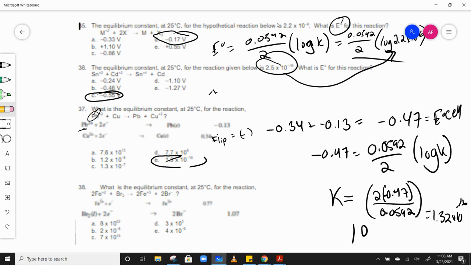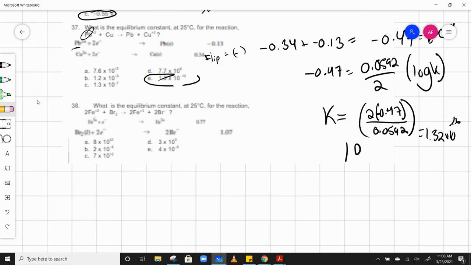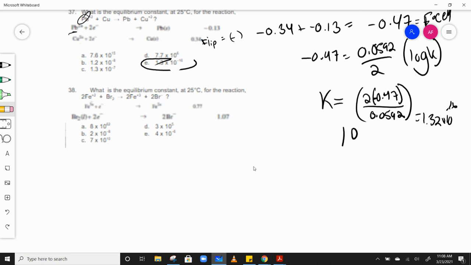Okay. Same thing for 38. So here we have this. We've got to flip this one, and then add it to 1.07, we get 0.3.